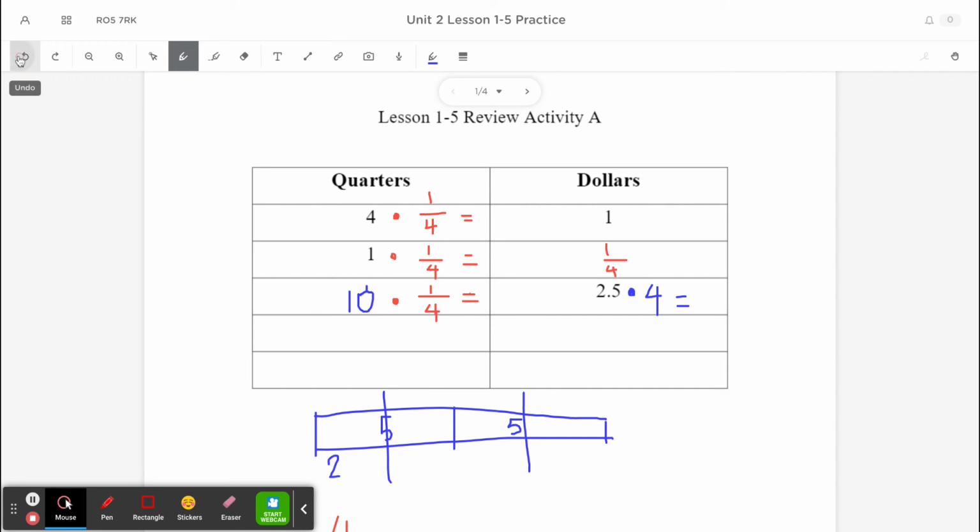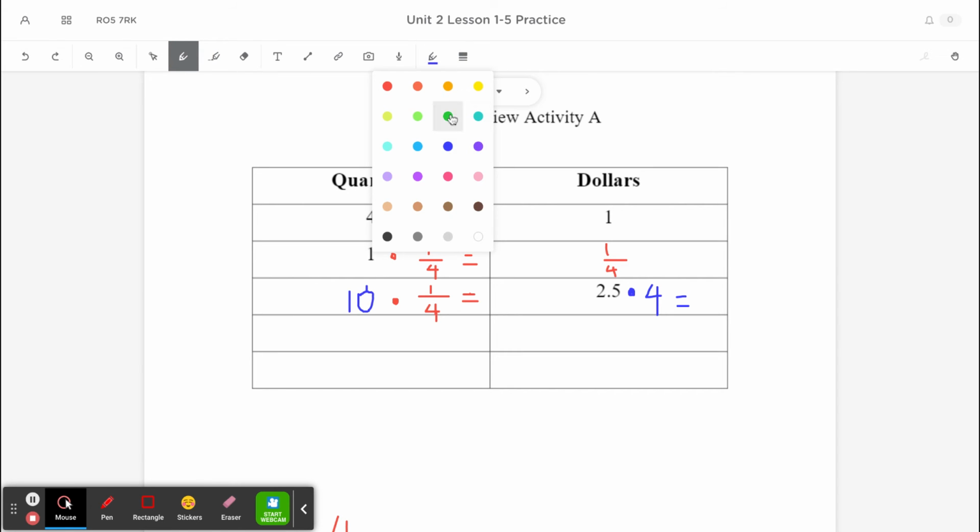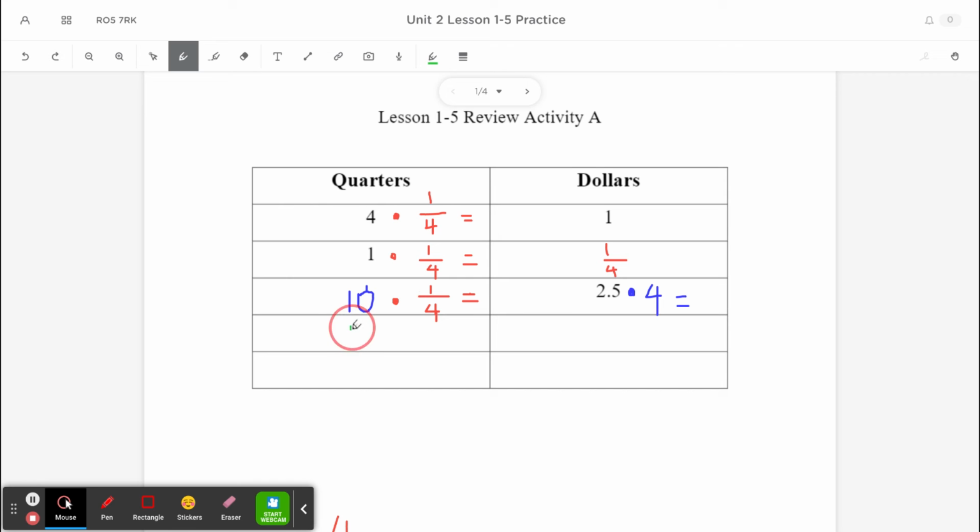Now, for the last 2 rows in the table, I would like you to tell me how many dollars are there in, let me write it out for you. How many dollars are there in 20 quarters? And how many quarters are there in $10? Go ahead and pause this video. Make sure you're caught up with me on these notes, and then come back for the answers.